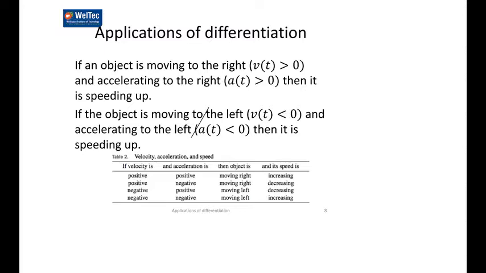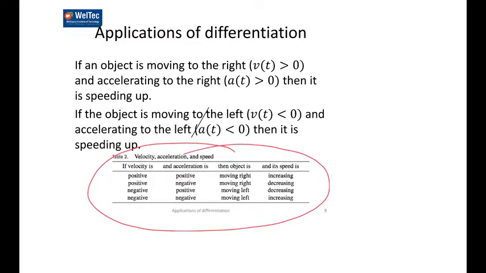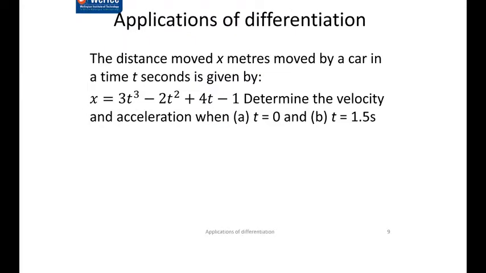Now, it's possibly a good idea to think of this table. Where the velocity and the acceleration have the same signs, then your speed is increasing. If the velocity and the acceleration have different signs, then your speed is decreasing. For this kind of problem, the first thing we need to do is to find the velocity. And the velocity is the derivative of the distance, so it would be 9t squared minus 4t plus 4. And the acceleration function would be the derivative of that, which would be 18t minus 4.